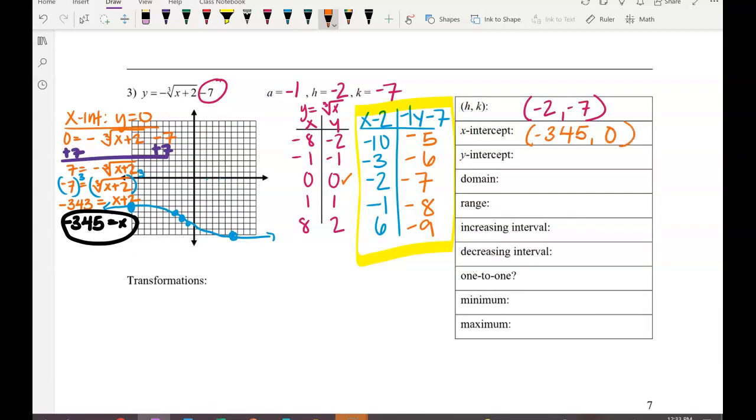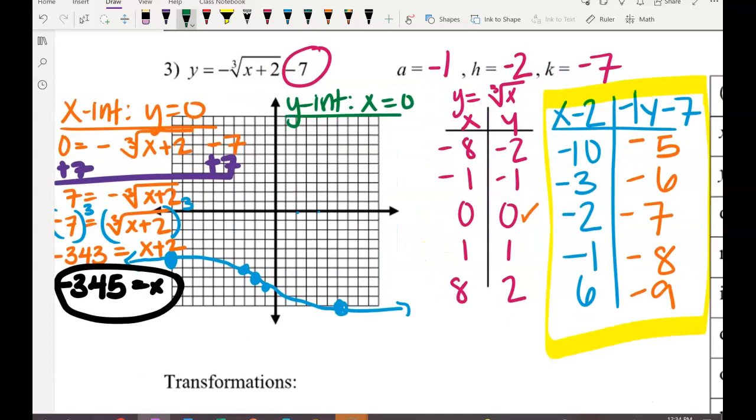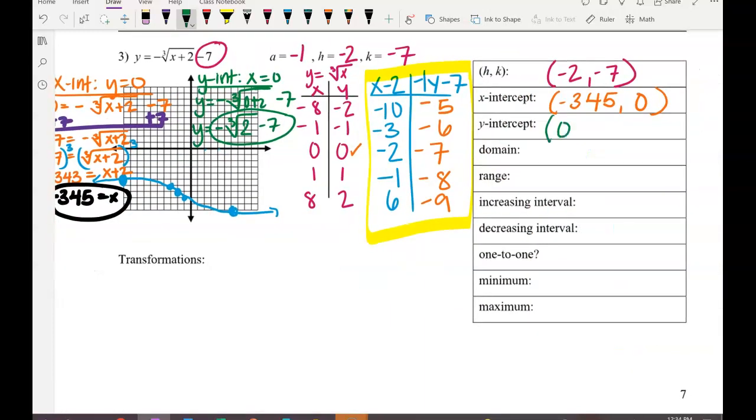Y-intercept, we have to find this manually because it is not shown on our table. So y-int is a little bit easier. It's just when x equals 0. So when x equals 0, the only thing that's left under the cube root, guys, is x. Well, that's good, 0. So 0 plus 2. So the only thing that's left is the 2. So y equals negative cube root of 2 minus 7. That is an exact answer. So we're going to leave it just like that. So 0, comma, negative cube root of 2, take away 7.